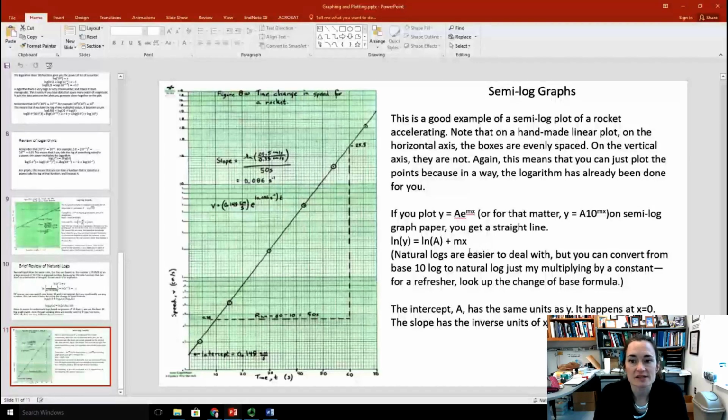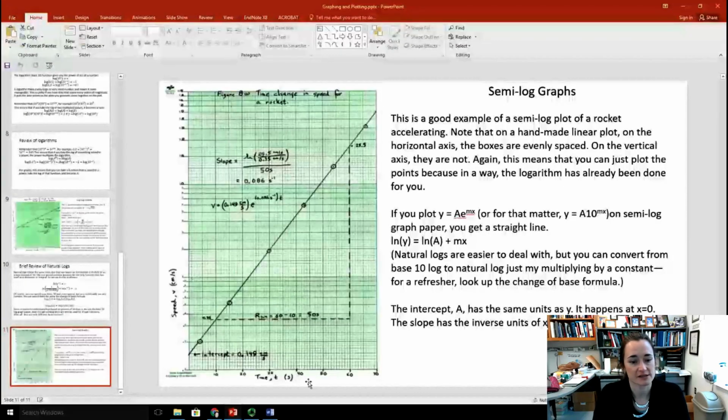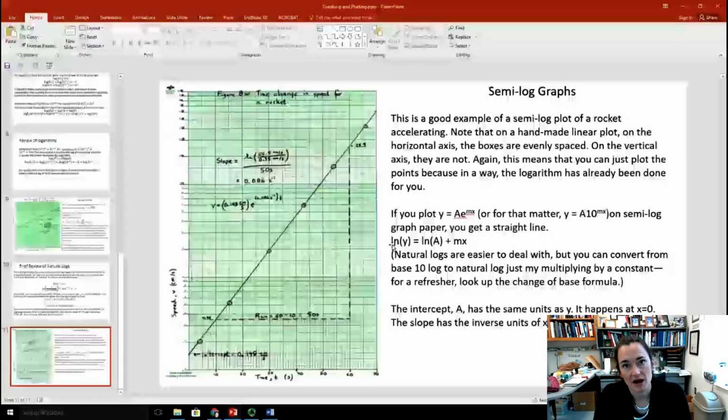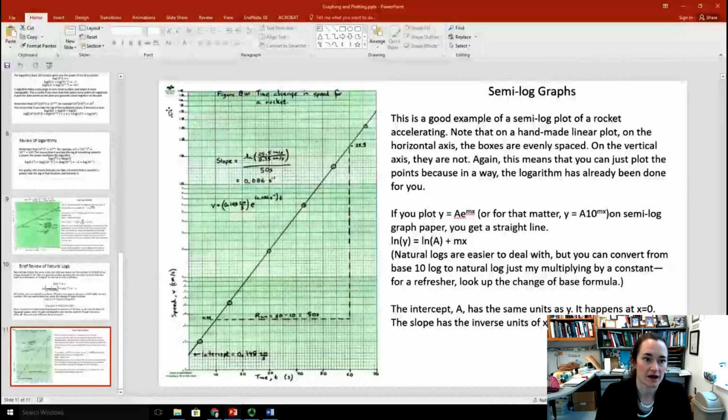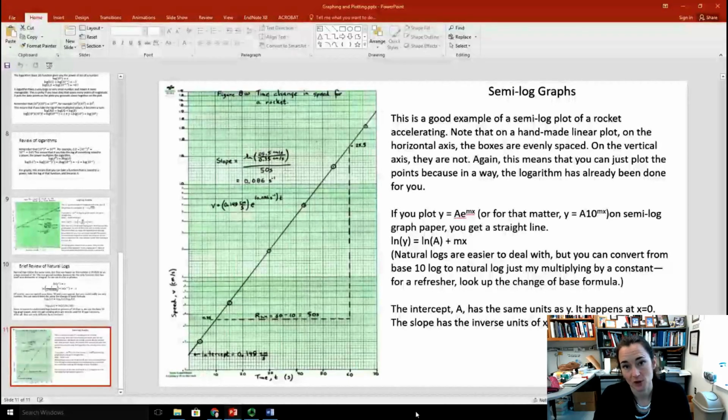Right? So this is why semi-log graph paper is great. You can see that I'm linear in x here. So the regular spacing on my horizontal axis works great. But I have a logarithmic spacing on my y values, and so that's why you use semi-log graph paper, which means logarithmic in one direction and not logarithmic in the other. Okay? So that's what's going on there.